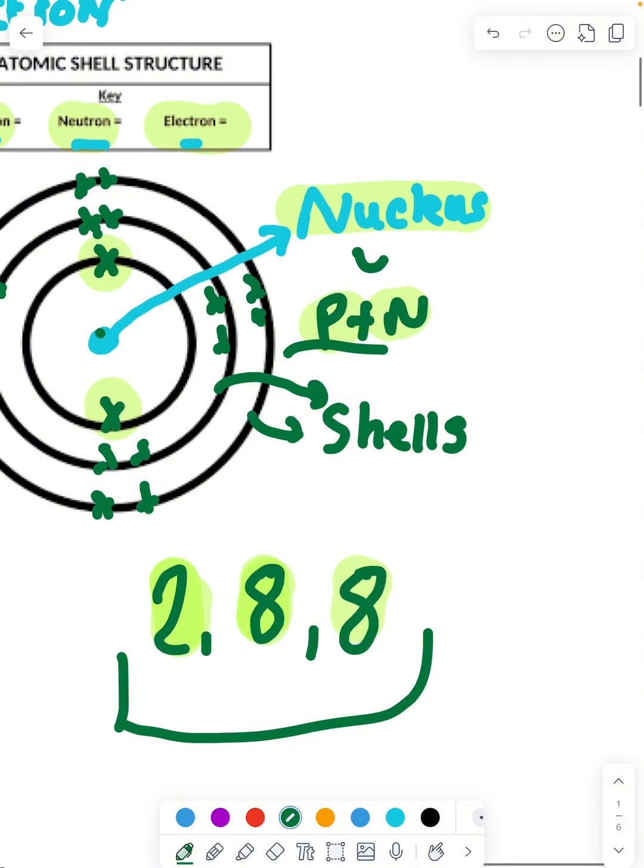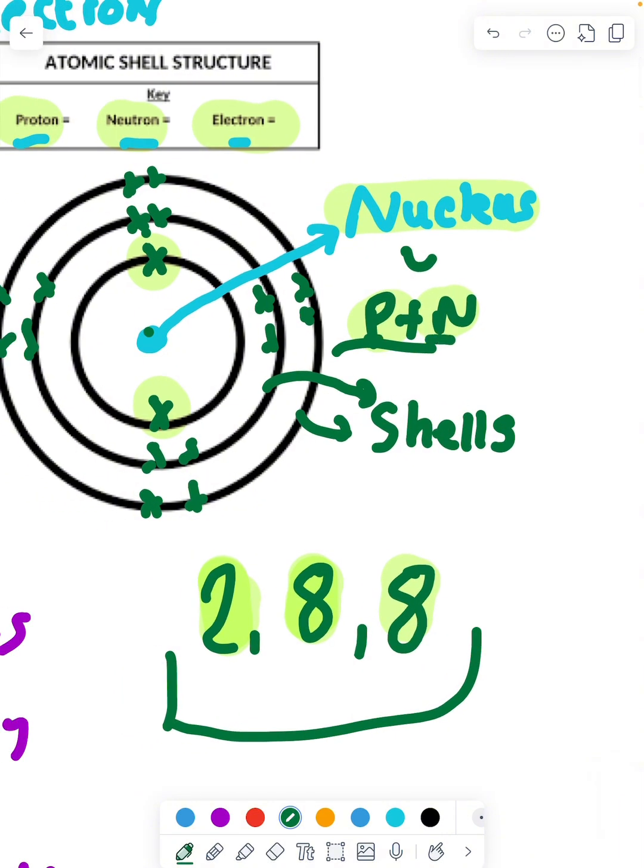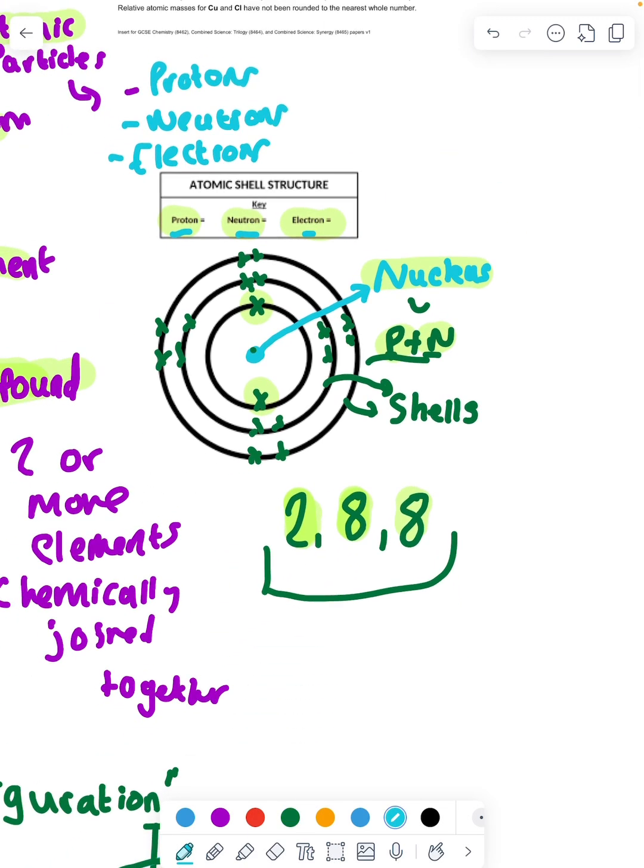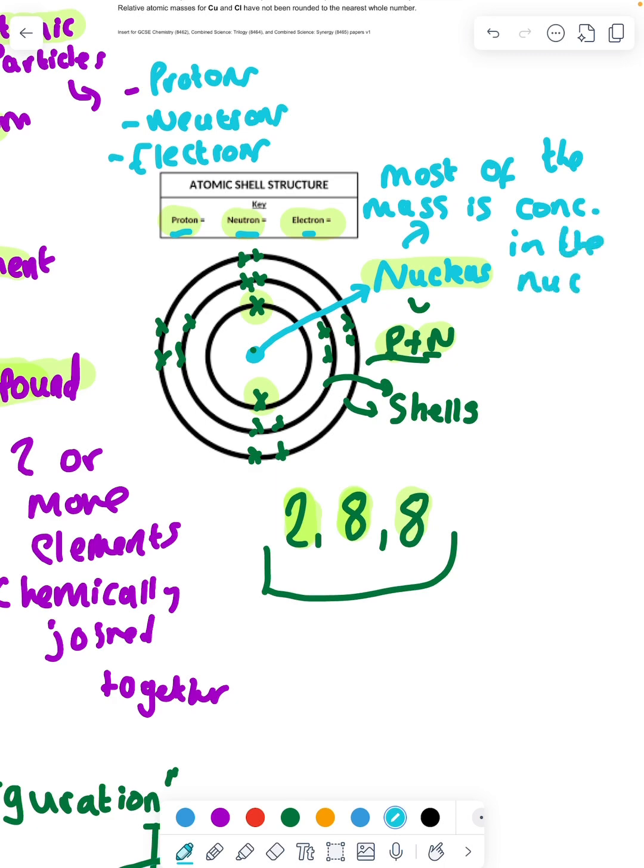So the nucleus, like we said earlier, is where our protons and our neutrons lie. So really in an atom, most of the mass is concentrated in the nucleus. It's the heaviest part because electrons are really light and they're on the outside. They orbit the shells, right? But in the nucleus, we've got our two heavy things, our protons and our neutrons. So we'll add to this, we'll say most of the mass is concentrated in the nucleus. That's just where most of the mass of it is, right?